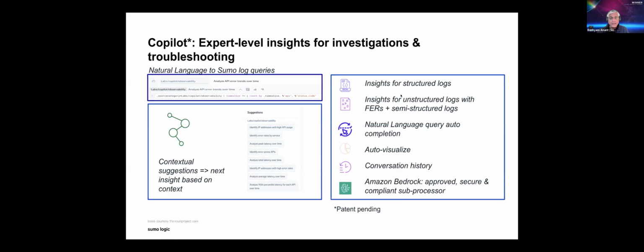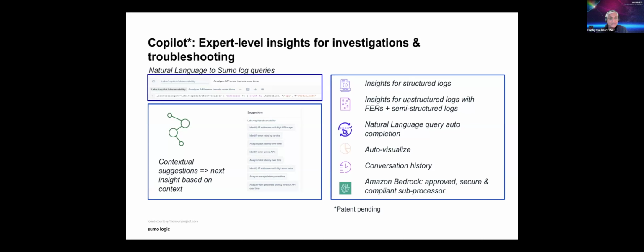For the most part, Copilot is focused on structured logs, and JSON logs and key value logs is typically what we're focusing on today. But to the extent that you have unstructured logs with field extraction rules, or semi-structured logs, which are logs that have a mix of JSON and non-JSON data in them, Copilot is compatible with that as well. That being said, a few weeks from now, we plan to preview a feature which has support for unstructured logs as well, without having to write field extraction rules and things like this. But again, that's further down in the roadmap.